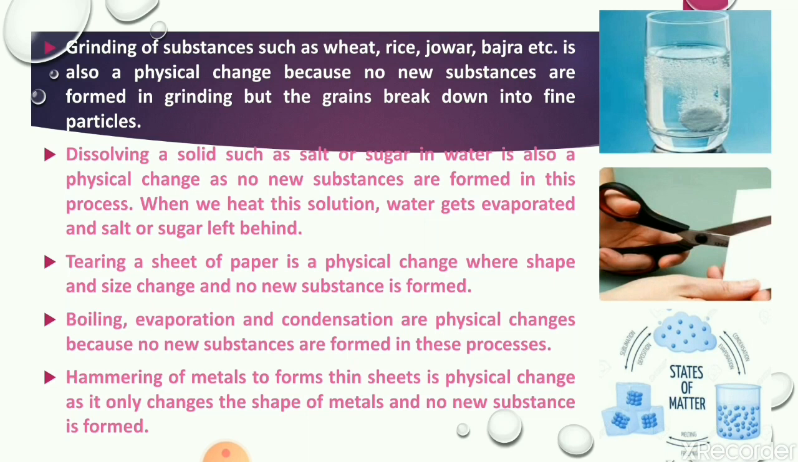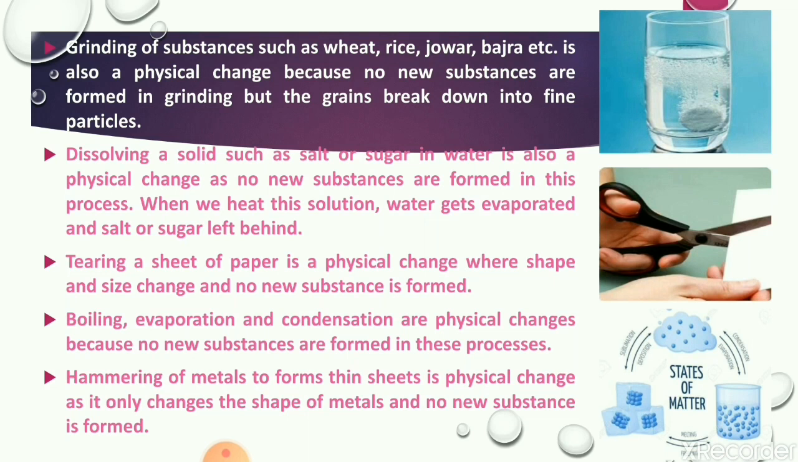Then boiling, evaporation and condensation means again that process is interconversion of states of water. So boiling means we boil liquid water and that water gets converted into water vapor form. Evaporation is the same thing. Boiling takes place at a definite temperature and evaporation takes place at all temperatures. Condensation means when water vapor is cooled down and it is again converted into liquid water form. So in these processes also, there is no formation of new substances. So these changes are also physical changes.